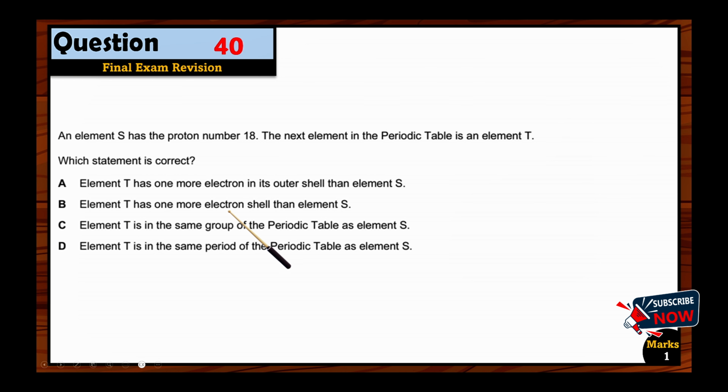Element T has one more electron shell than element S. Yes, that's right. Because if you see, argon belongs to period 3, it has 3 shells, but potassium belongs to period 4, so it has 4 shells. So option B is right.